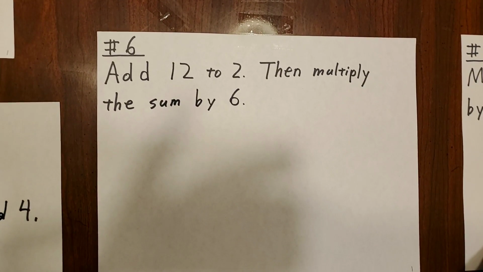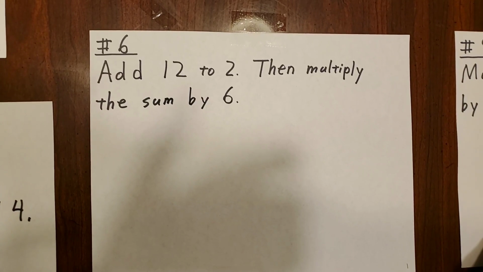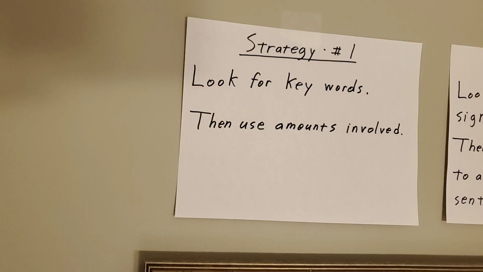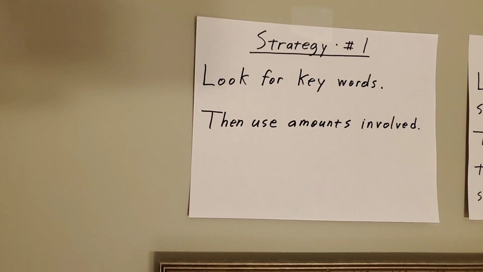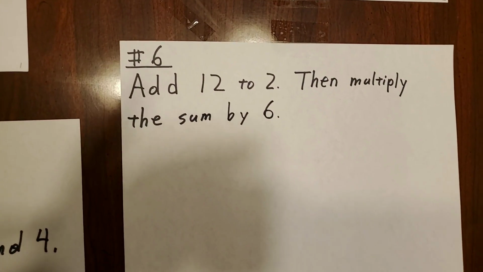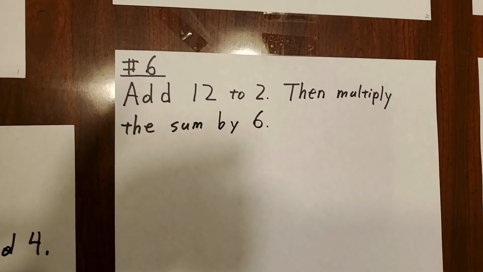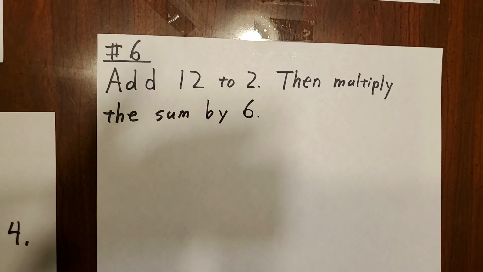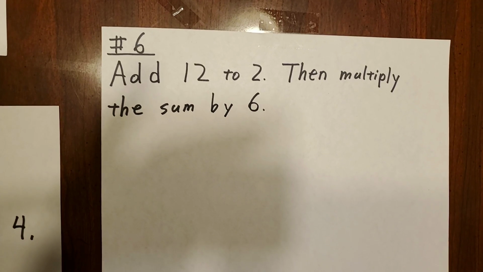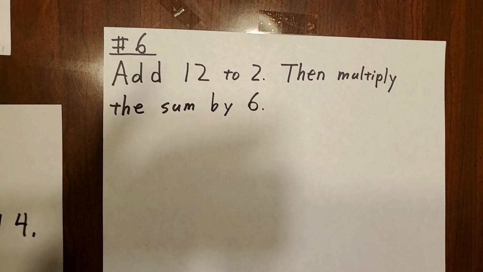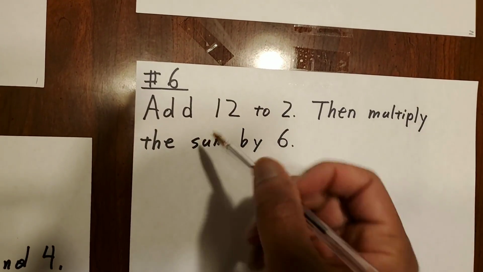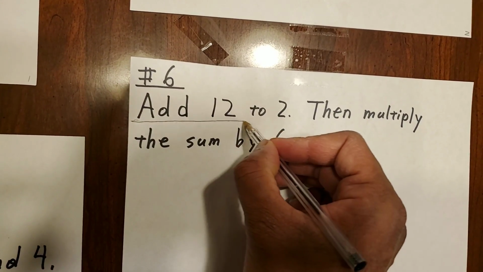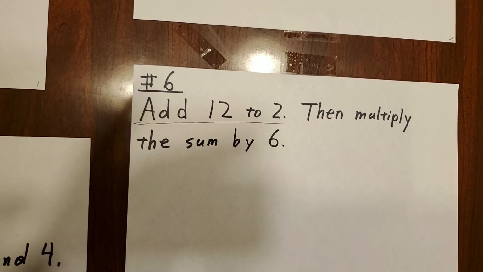So pretty much here's what we're going to do. We're going to do the same thing we did with number 1 and number 2. Let's go back to strategy number 1. We're going to look for the keywords and then use the amounts involved. But here's the difference. Since there are two sentences, we're going to start with the first one. So what does number 6 say? Add 12 to 2. What key word do you see? Matter of fact, let's underline all of this so we will know where we're focusing right now. Add 12 to 2.